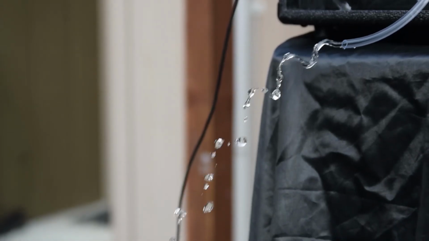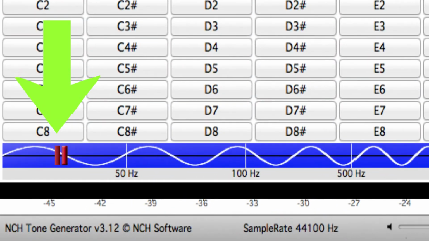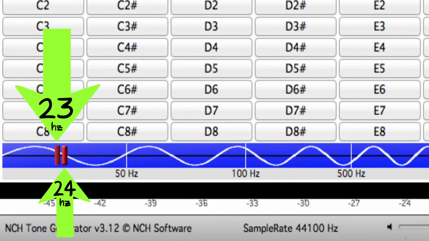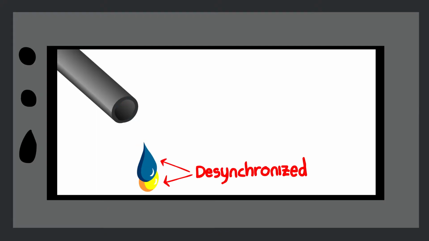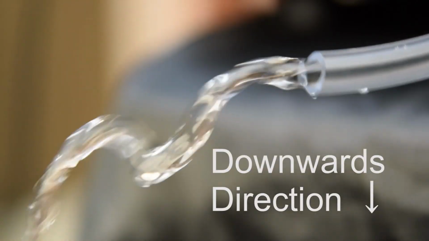What about the others that make the water seem as if it's moving? That's where things get a little more complicated. 23 Hz is lower than 24 Hz, and therefore is slower. So as the droplets fall, they are a tad bit slower than the camera's pictures. And because of its slight desynchronization, each frame seems to show the droplet not quite dropping as far as before, which makes them seem as if they're moving in an upwards formation. And it's the same idea for the 25 Hz one, except the water is dropping faster than the camera is taking pictures, so it's moving in a downwards direction.